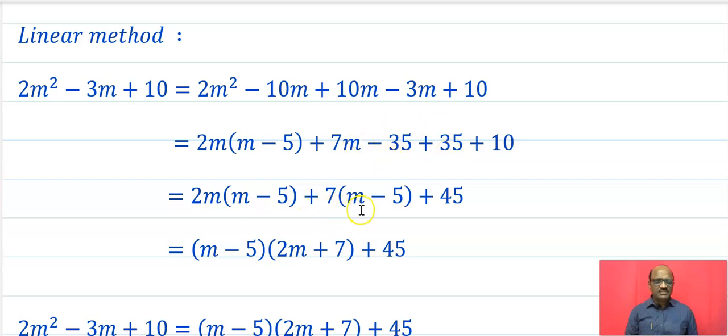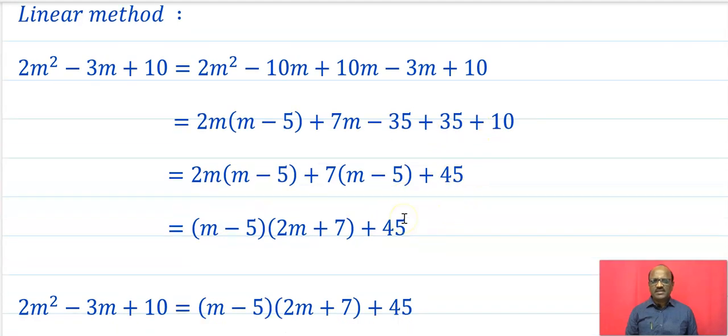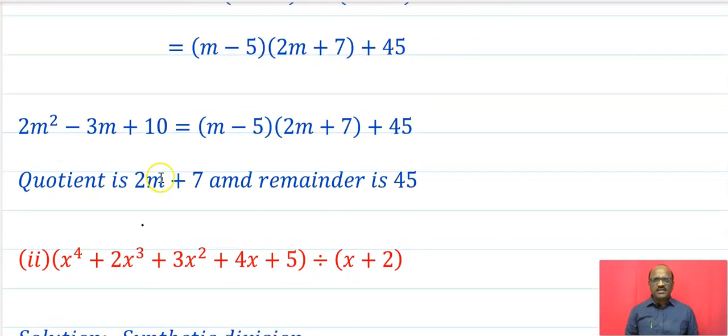And I am taking 7 as common. 35 plus 10, you will get 45. And in this way, the remainder is 45. Therefore, what is the quotient? The quotient is 2m plus 7 and the remainder is 45.